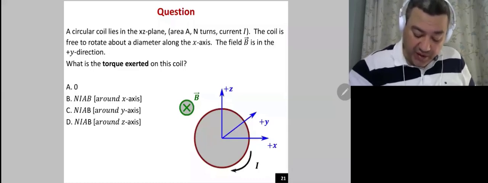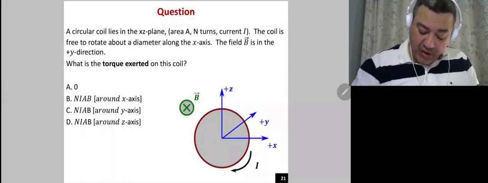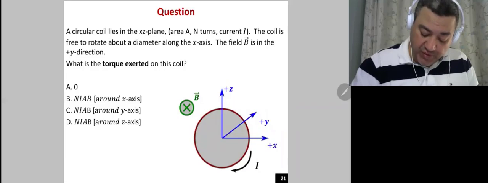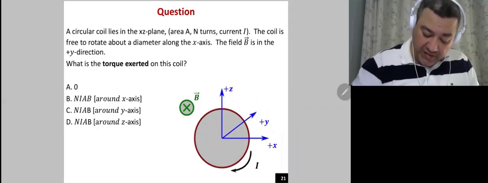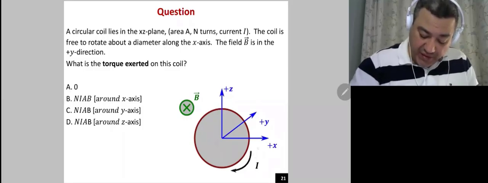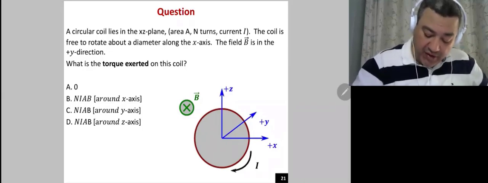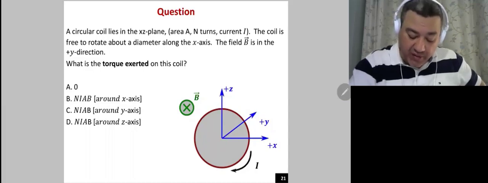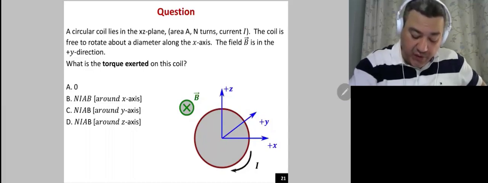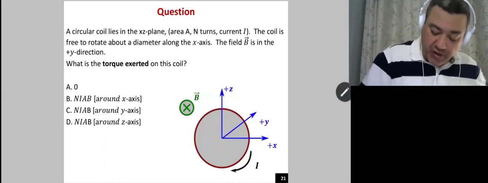So now we have the y pointing into the page. We have the loop in the XZ plane, and we have the magnetic field pointing in the y direction. What is the torque exerted on the coil? Remember, the torque equals to what?